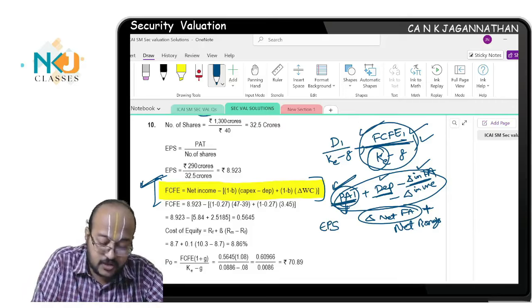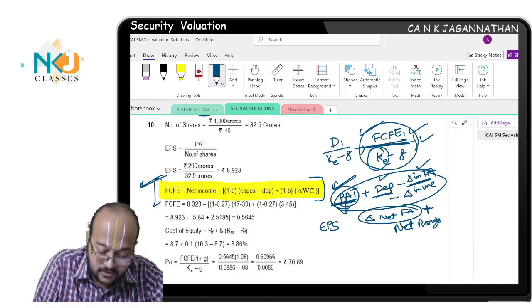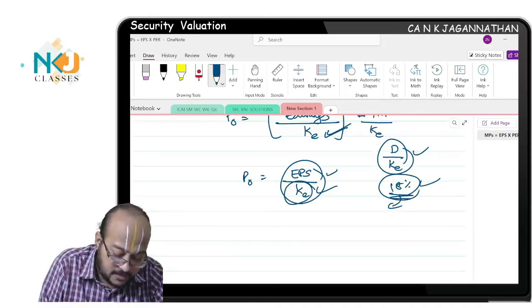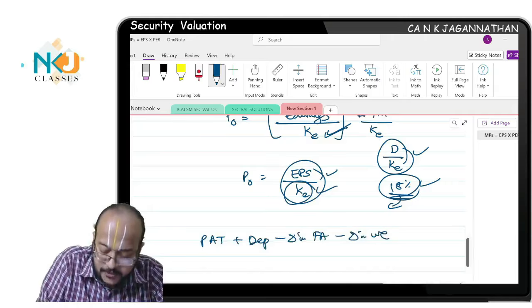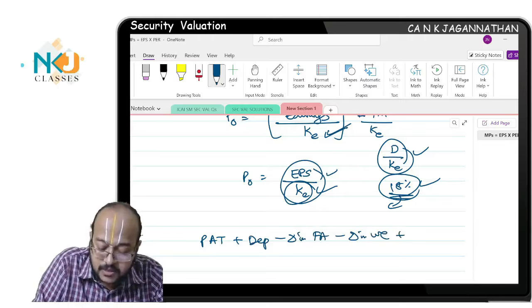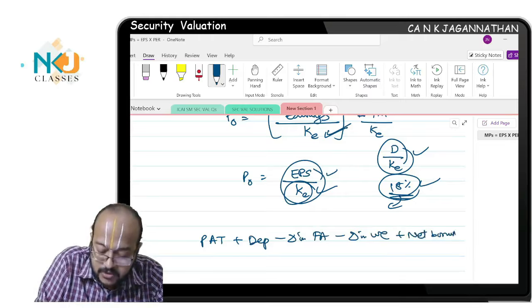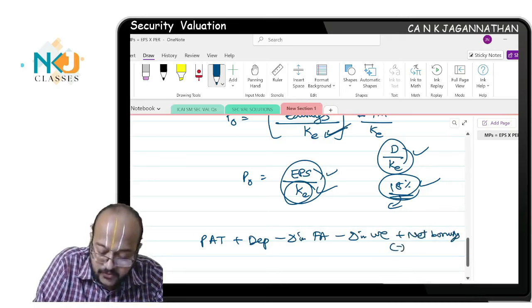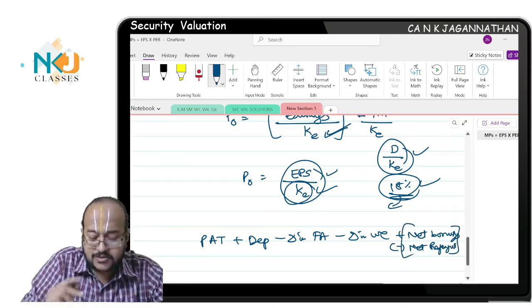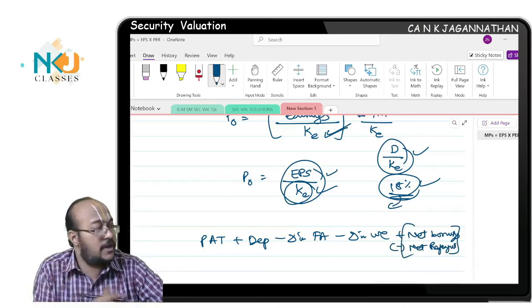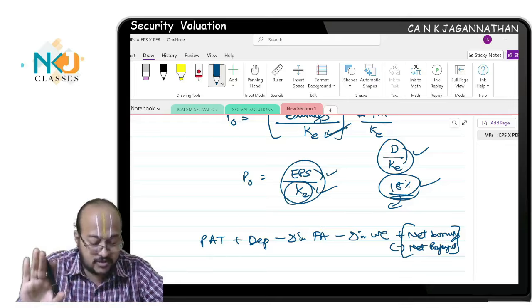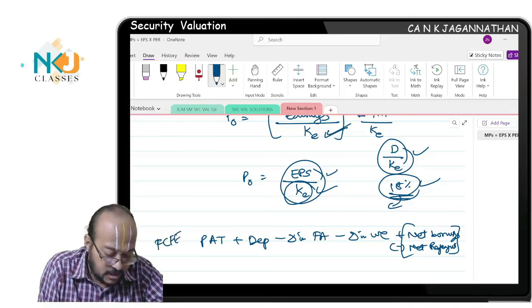You understand that for FCFE computation, from PAT you need to compute FCFE. How will you compute it? PAT plus depreciation minus change in fixed assets minus change in working capital, plus net borrowings, or minus if it is net repayment of borrowing. If it is additional borrowings, I will add. If there is only repayment, I will reduce. This is FCFE from PAT.